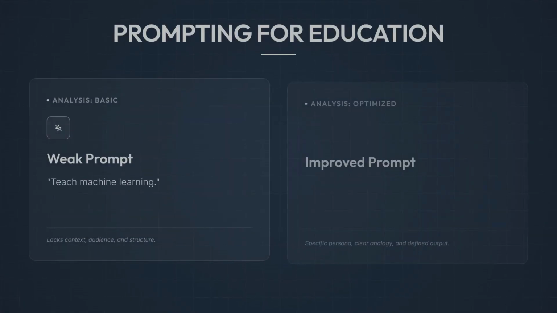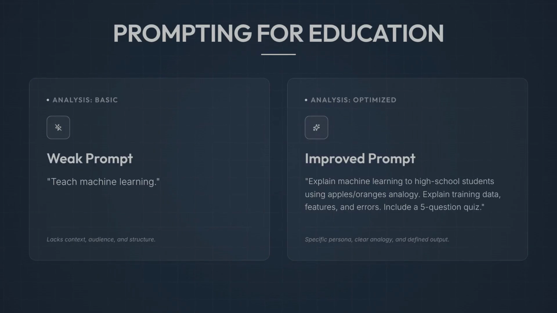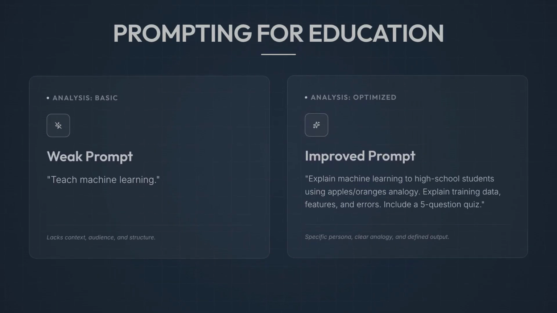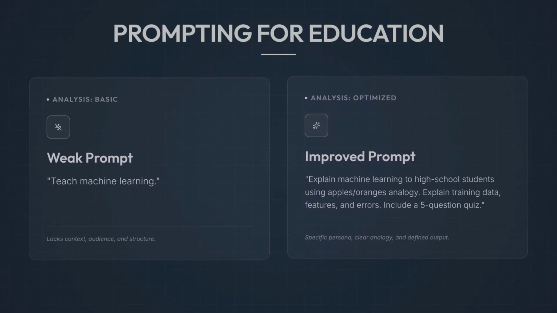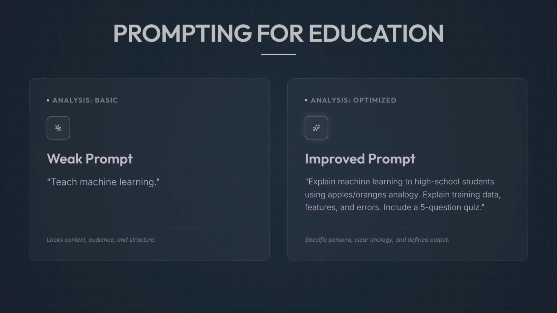Our second example comes from education. If you want to teach a complex technical concept, a basic prompt will give you a dry textbook definition. A structured prompt makes the lesson accessible. Instead of "teach machine learning," we specify: explain machine learning to high school students using the analogy of recognizing apples and oranges. Explain training data, features, and errors, and include a 5-question quiz.